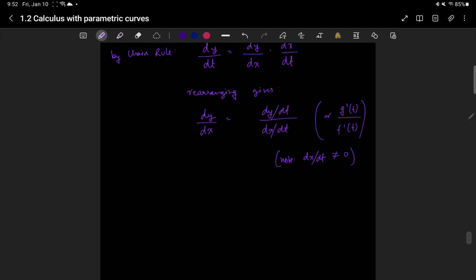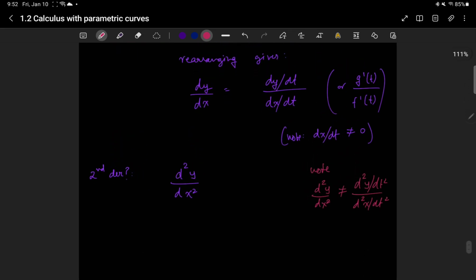The next thing to ask is, what about the second derivative? What if I want to find d squared y over dx squared? Now note that this does not equal d squared y over dt squared divided by d squared x over dt squared. So it's not as simple as the first derivative. You cannot just take the second derivatives and replace 1 by 2.